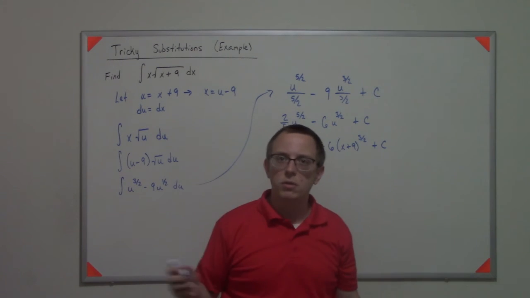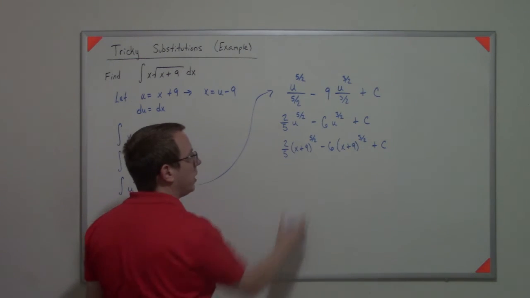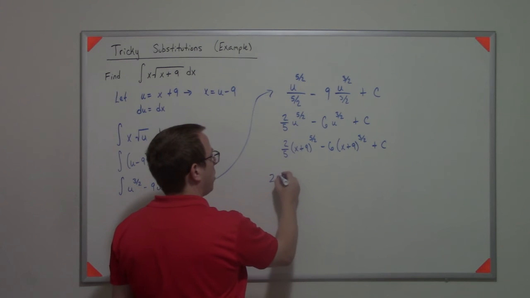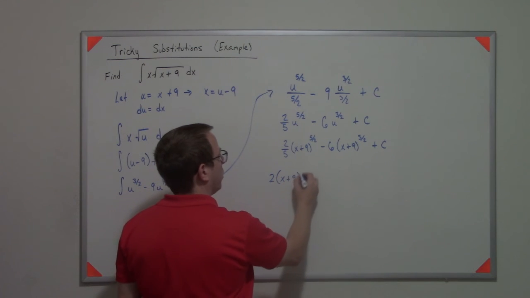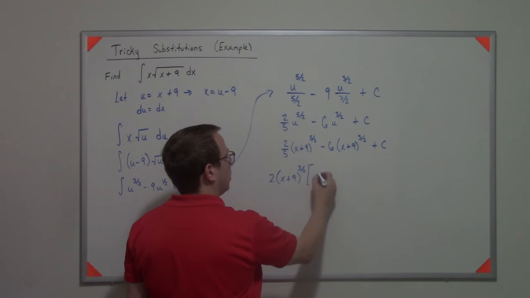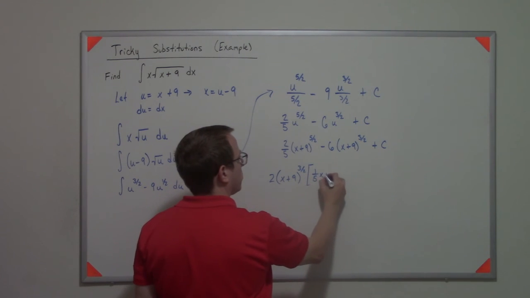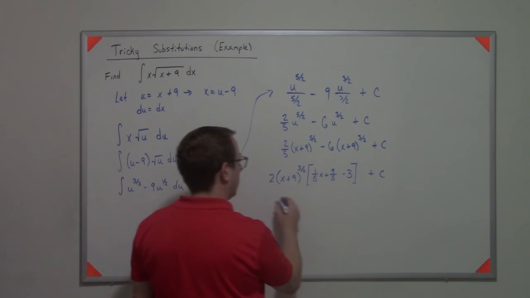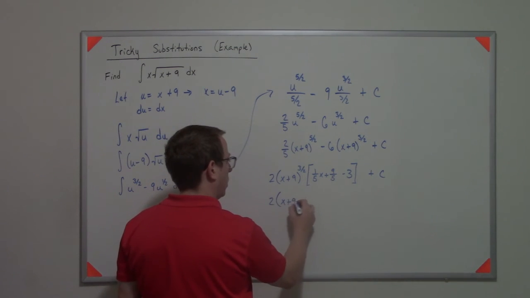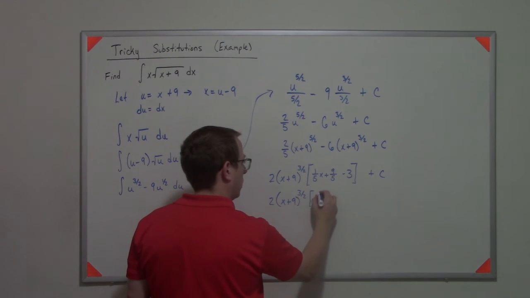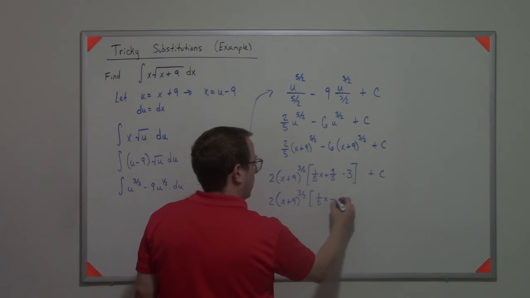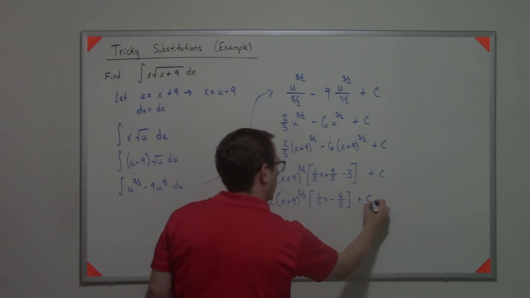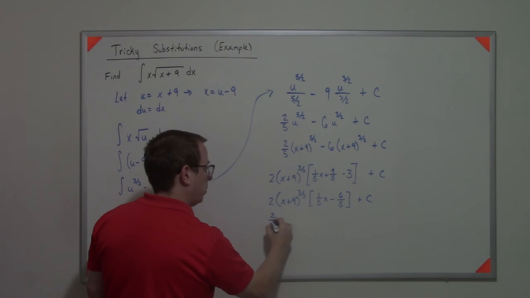And there's a way you could further simplify this. This is perfectly acceptable for my purposes, but you could say it's got a 2 in common, and it's got an x plus 9 to the 3 halves in common, so that leaves 1/5 x plus 9/5 minus 3. And then you could pull that out to get 2/5.